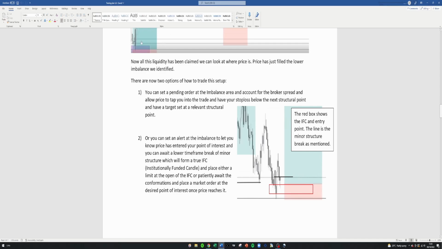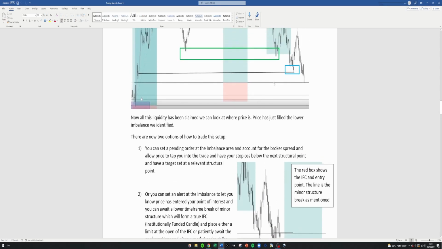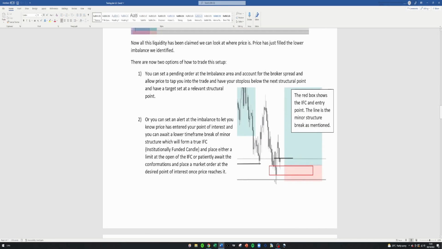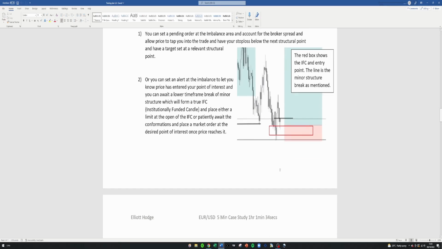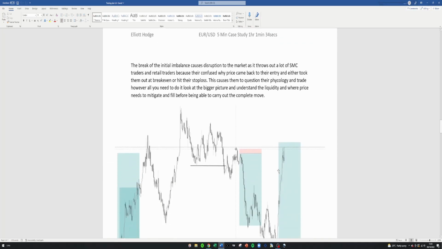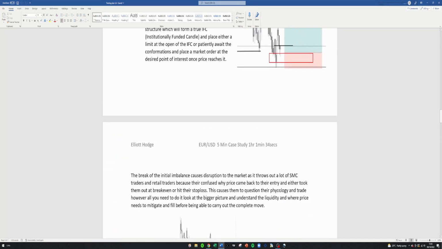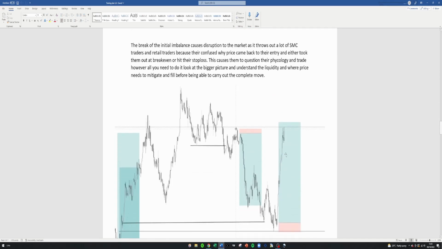So the red box will show the IFC and the entry point. The line is the minor structure break as mentioned, so you can see we dipped in. This is our imbalance fill, this line, so price tapped it, broke this minor structure here, and then that forms our red box, which is our area to enter from. So we would have entered there where the price is, and you can see that's this trade here.